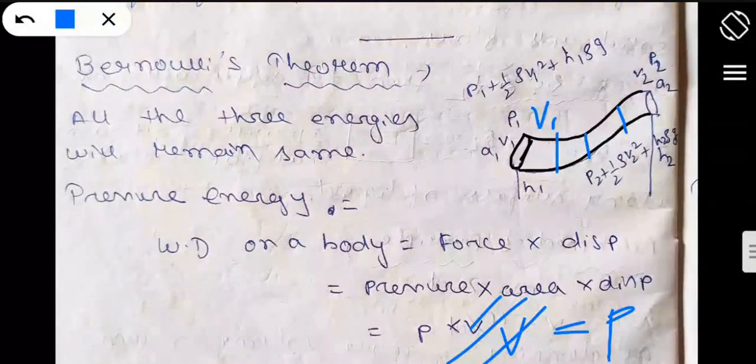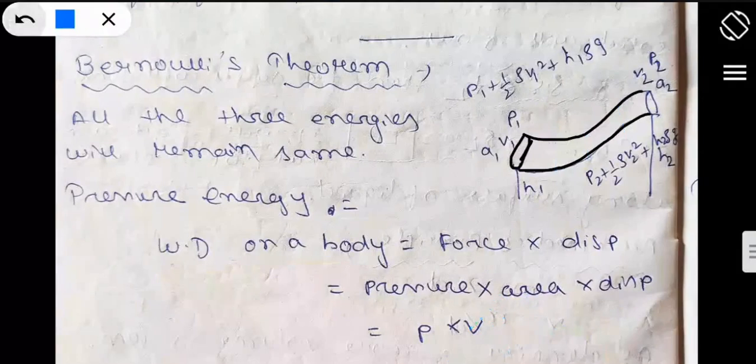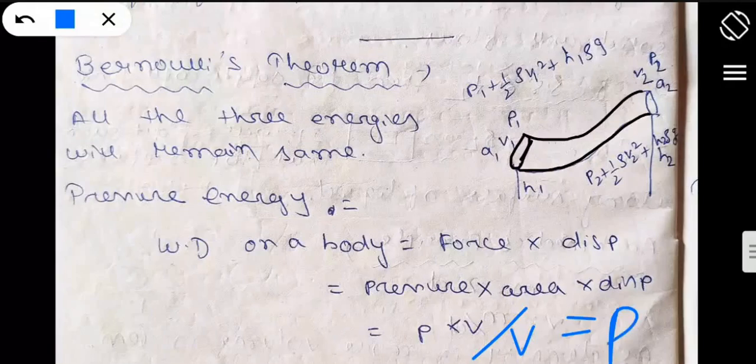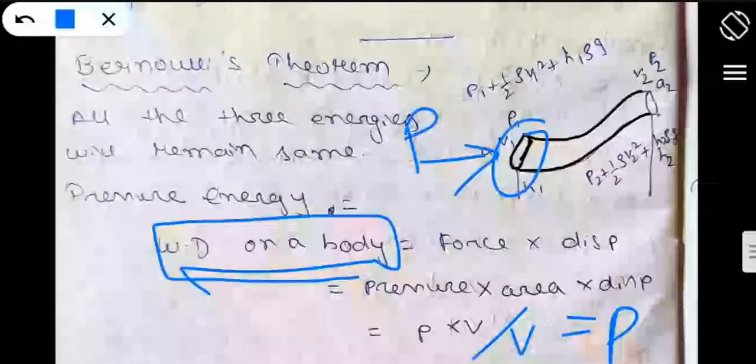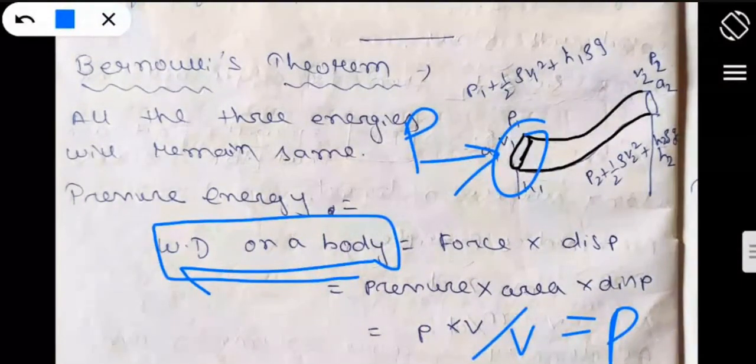Okay, so what is work done on a body? Force into displacement, that is pressure into area into displacement. So this is pressure into volume, and work done per unit volume is P into V by V, so it is pressure. So how much energy are you providing? Work done is what? The energy providing. So how much energy are you providing? You are providing the energy in terms of pressure, and in terms of pressure per unit volume, right? Per unit volume calculation that we are taking.